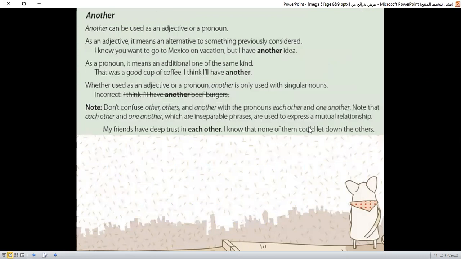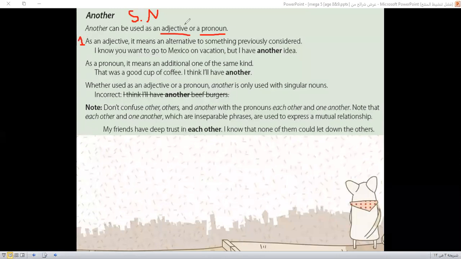Now we're going to move on to another. Now pay attention to another. We said that other, I use it with plural nouns, and others can be alone, but another, I use it with what? As an adjective and also as a pronoun. Underline this in your notebook. Another, I use it with singular nouns only.